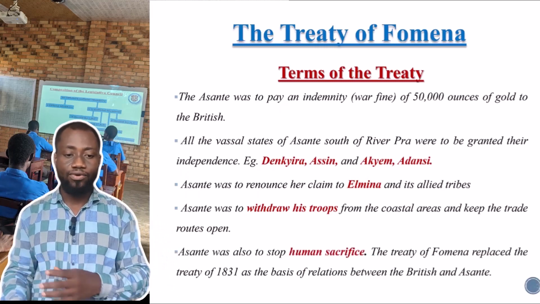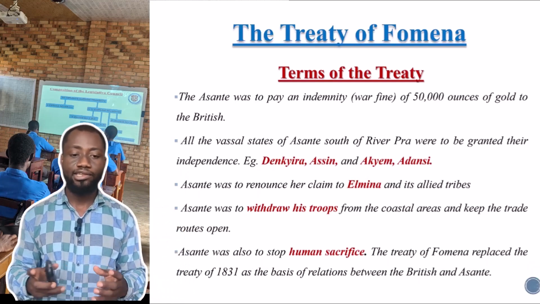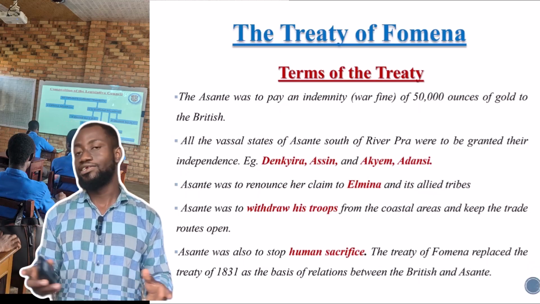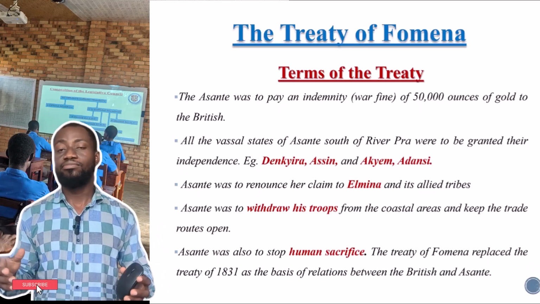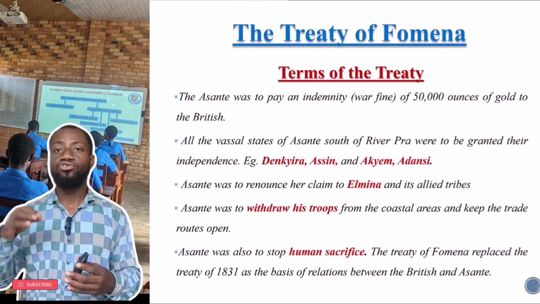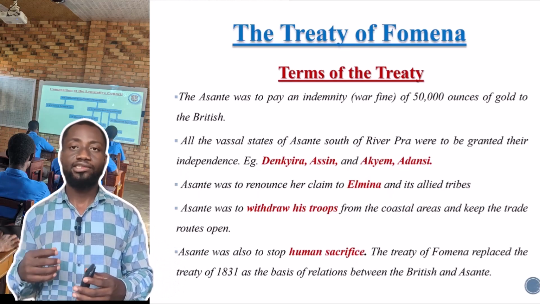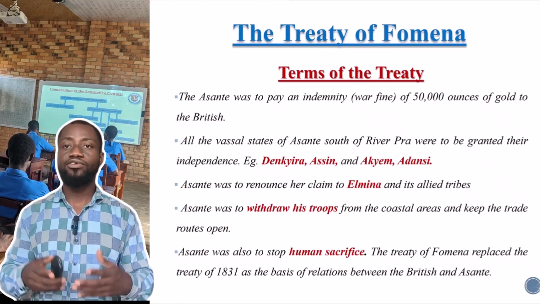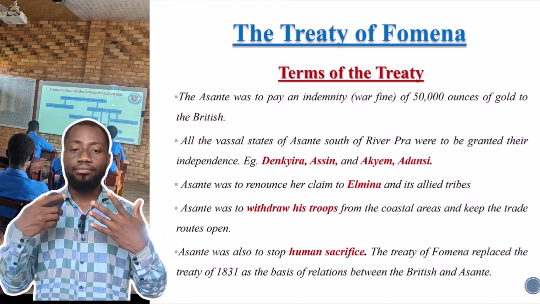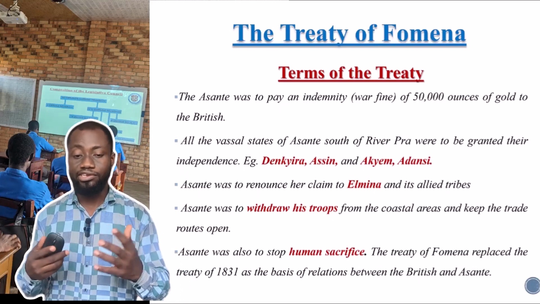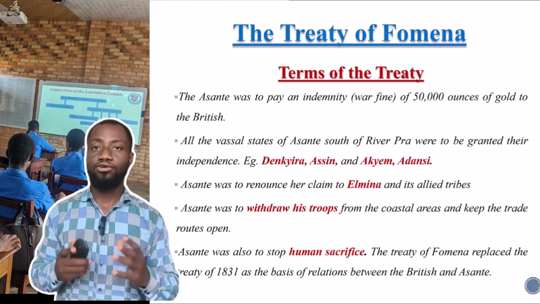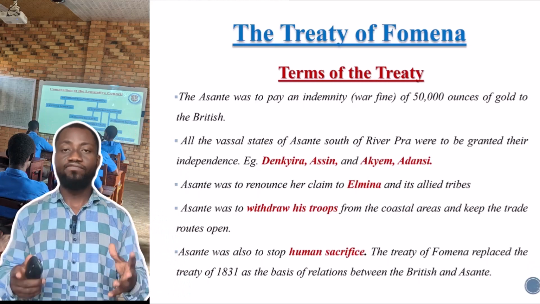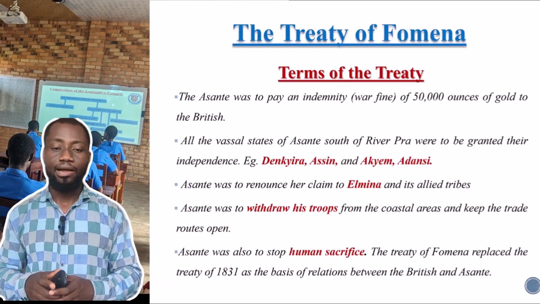Now the next, the last one, has to do with human sacrifices. Asante was to stop human sacrifice, and this is one of the biggest achievements that I would always say the British did in terms of social change, trying to let the people stop human sacrifice. Human sacrifice was part of the Asante customs and traditions, where when they felt it right to sacrifice somebody, they did. And so the British found this as being a barbaric custom, and therefore decided to do away with human sacrifices. So if any Asante king was caught, he was going to be punished by the British.